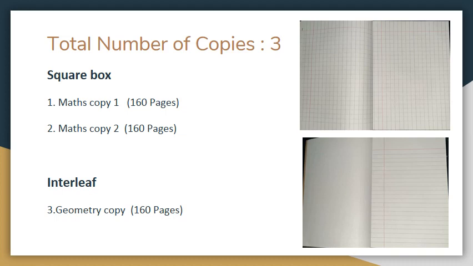Alright students, here is your copy distribution list. You will need to use three 160-page copies for this session. First one is your maths classwork copy 1. Second one is maths classwork copy 2. Both of them are square boxes copies. Third one is your geometry copy. That is an interleaved one. Please make sure to write your roll numbers in your copies.